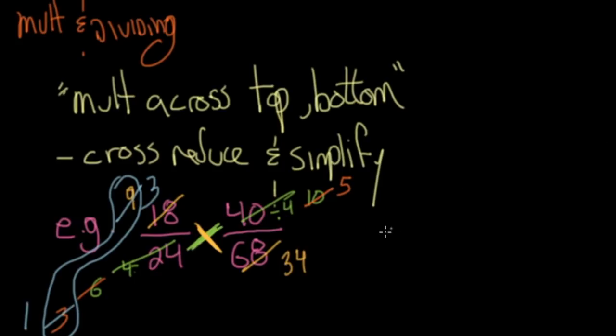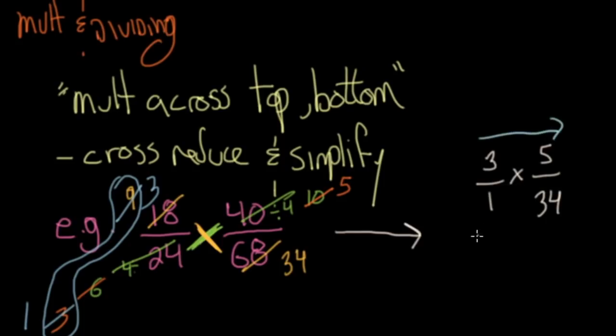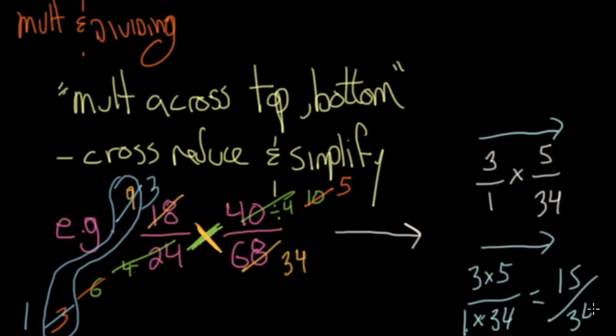So what is now our brand new equation? It is going to be 3 over 1 times 5 over 34. So again, multiply across the top and across the bottom. It looks like this, 3 times 5 over 1 times 34, and you get 15 over 34. Final answer, boom. Off you go.